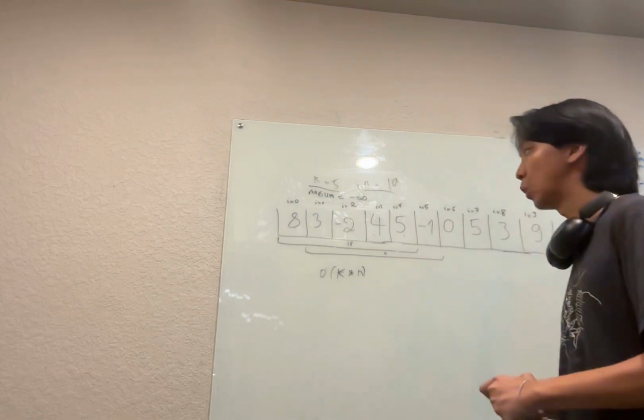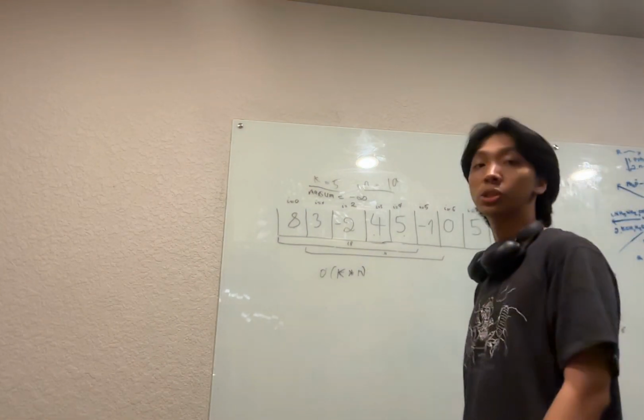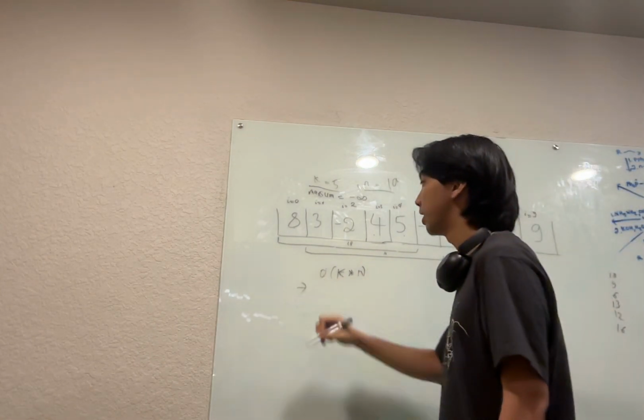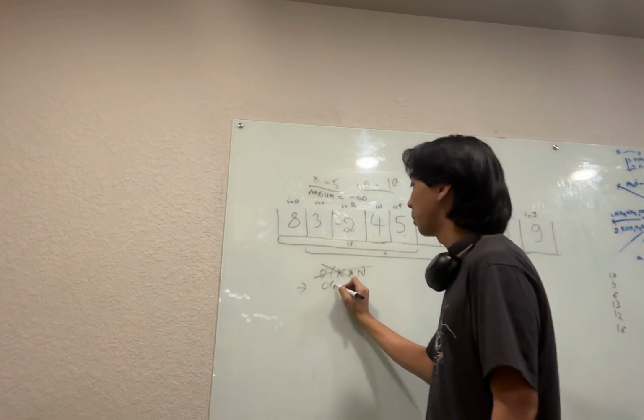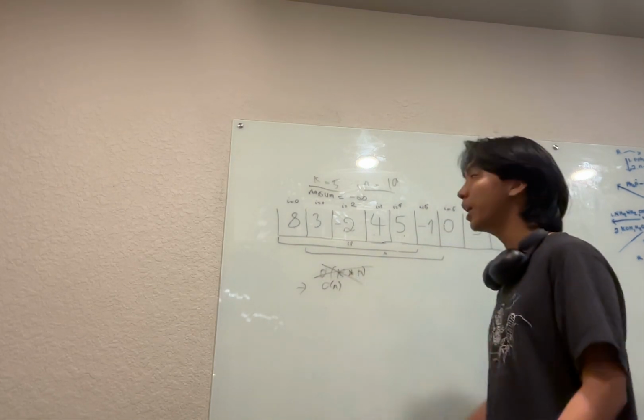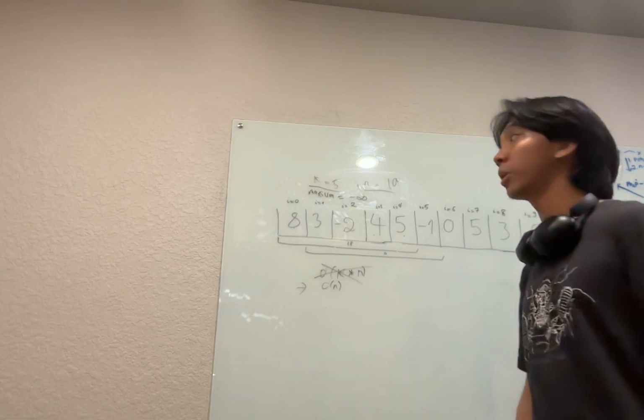What if I tell you this is not the best approach? What if I tell you we can do way better than this? Instead of O of k times n, we can do O of n. And how do we do that? This is where sliding window comes in.